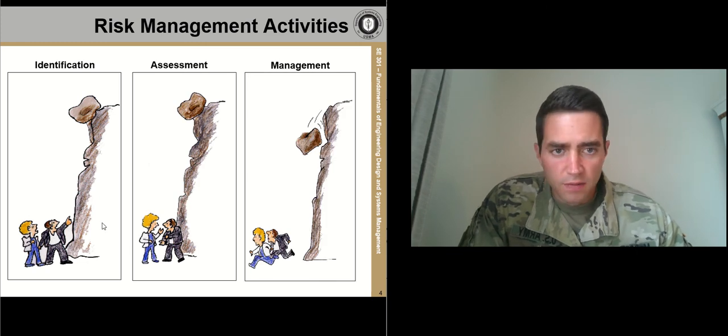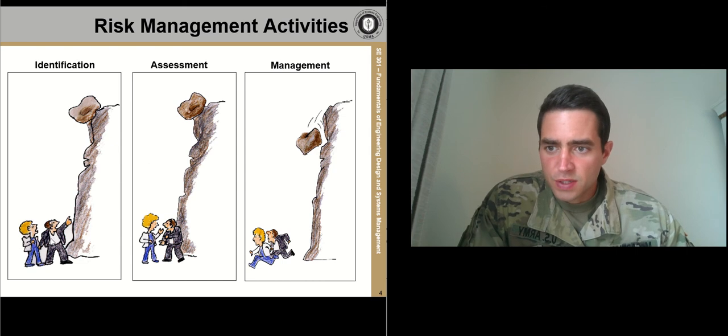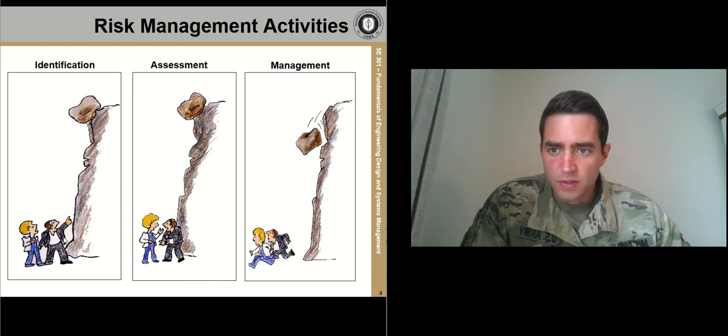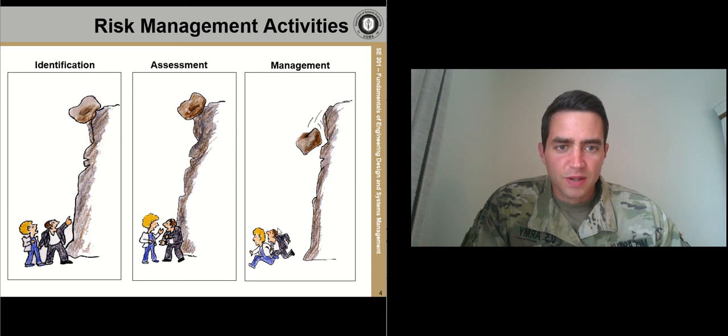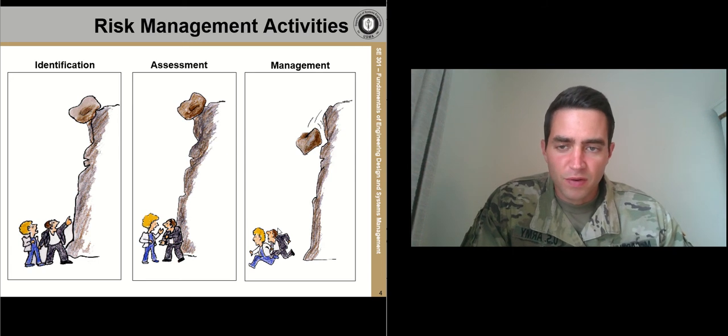This cartoon is kind of funny, but it shows these 2 hikers that are on a walk around some cliff, and they see a rock up there, the rock being the risk. They identify that rock as possibly causing them harm. They do some assessment in deciding what to do about the rock as it's falling, and then they manage it by running away. So we're going to do the same thing today, except in a less simplified version of it.